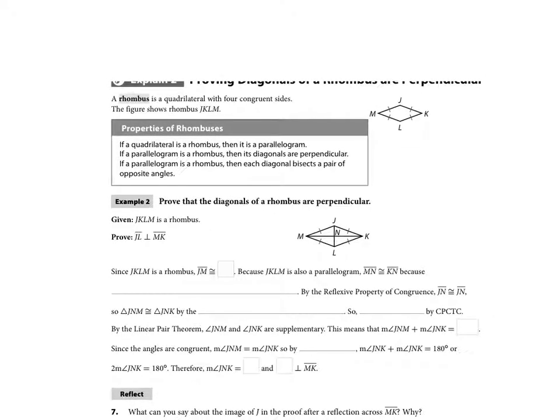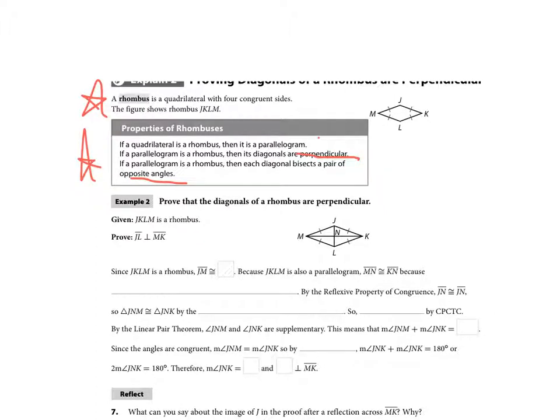And first off, it says a rhombus is a quadrilateral with 4 congruent sides, and it shows the picture there. And you have your properties of rhombuses. If a quadrilateral is a rhombus, then it's a parallelogram. If a parallelogram is a rhombus, then its diagonals are perpendicular, okay? That's a change from what we've been saying. Perpendicular instead of bisectors, right? And if a parallelogram is a rhombus, then each diagonal bisects a pair of opposite angles, okay? So those are the differences in the rhombus.